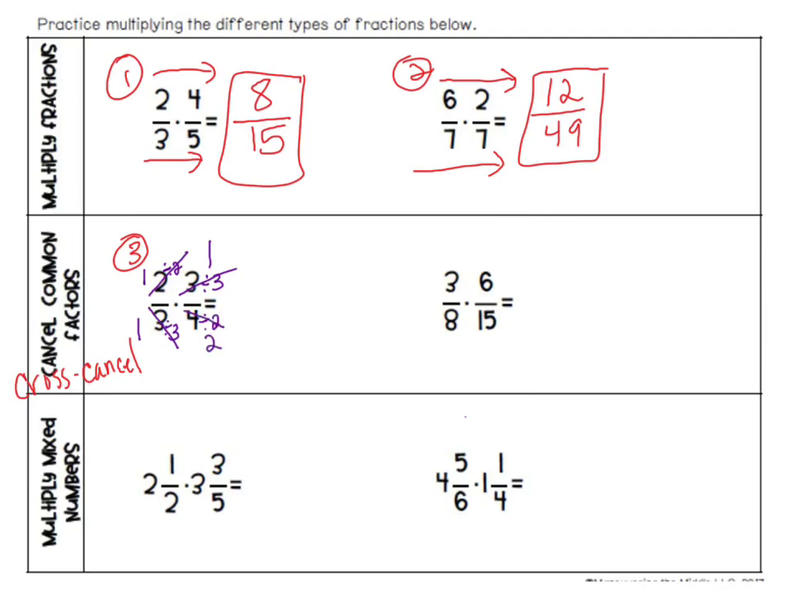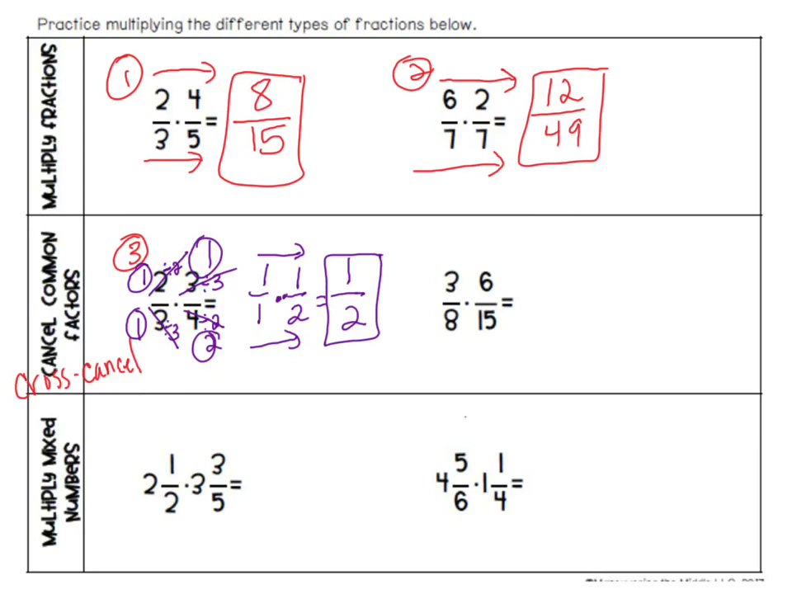So I'm going to rewrite my problem. Now I have 1 over 1 times 1 over 2. And now I can multiply straight across. I can't get anything smaller than 1, so I can't cross-cancel anymore. 1 times 1 is 1. 1 times 2 is 2. So we end up with 1/2, which is in simplest form. That's the neat thing about cross-canceling, is 98% of the time, when you cross-cancel, you don't have to simplify. And I know for some of us, simplifying is what's really tough.